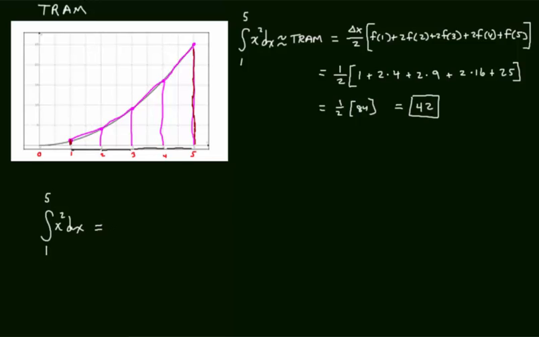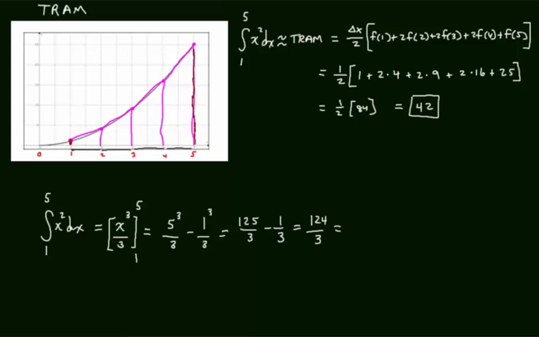This is going to equal, can't forget the fundamental theorem of calculus part 2. First we need an antiderivative, which is x cubed over 3. And we're going to evaluate that from 1 to 5. Plug in the 5: 5 cubed over 3. Now plug in the 1: 1 cubed over 3. So we have 125 over 3 minus 1 over 3 for 124 over 3. And that's going to simplify to 41 1/3.